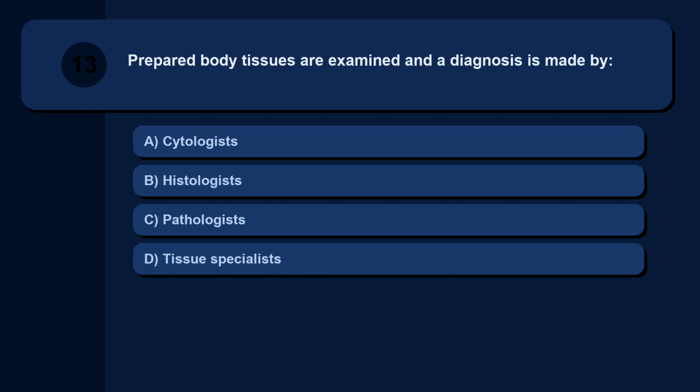Question 13. Prepared body tissues are examined and a diagnosis is made by cytologists, histologists, pathologists, tissue specialists. Pathologists are physicians who examine prepared tissue specimens under a microscope to diagnose diseases such as cancer and inflammatory conditions.